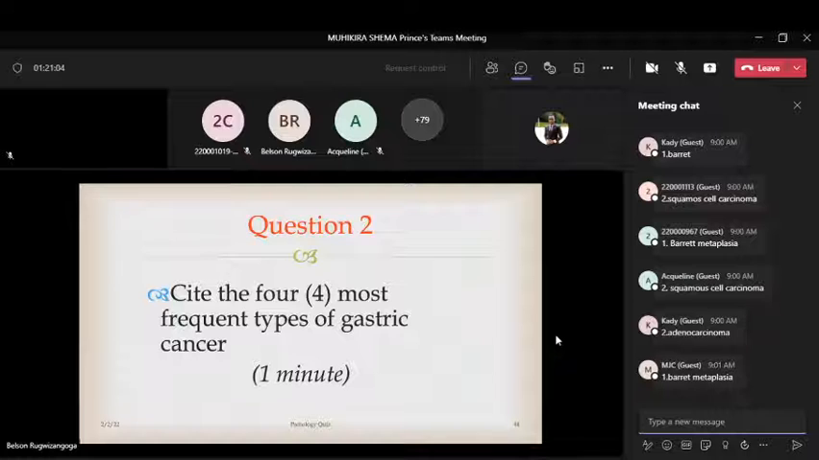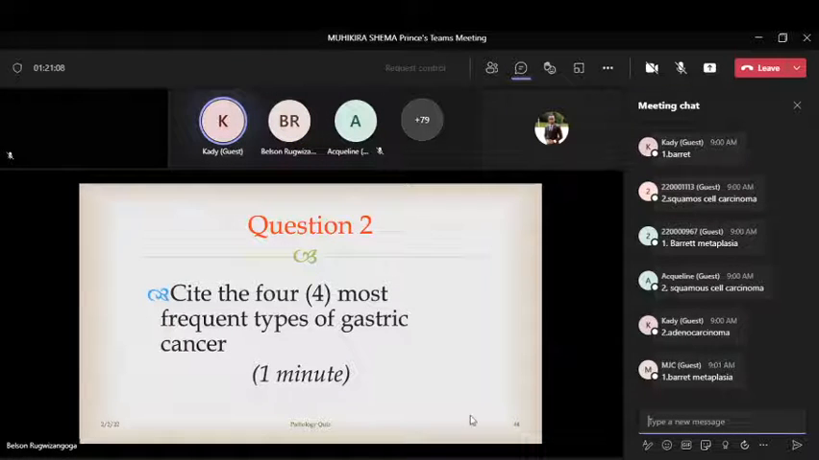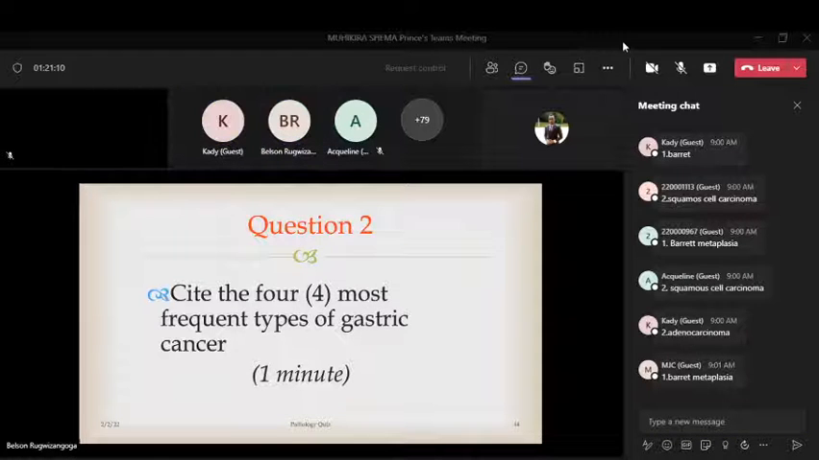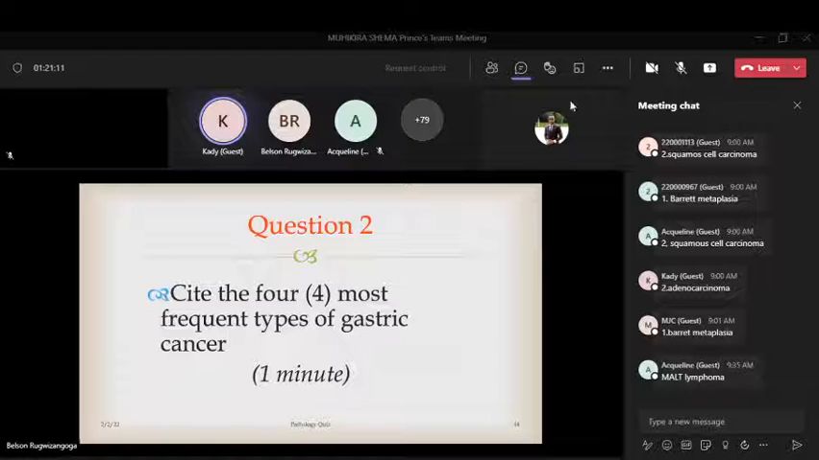Excuse me, teacher. Yes? I've got another question. Okay, answer to this first. The frequent types of gastric cancer: there is the adenocarcinoma, there are GI stromal tumors, there is lymphoma and neuroendocrine carcinomas. Mm-hmm. Okay, you can then go on.